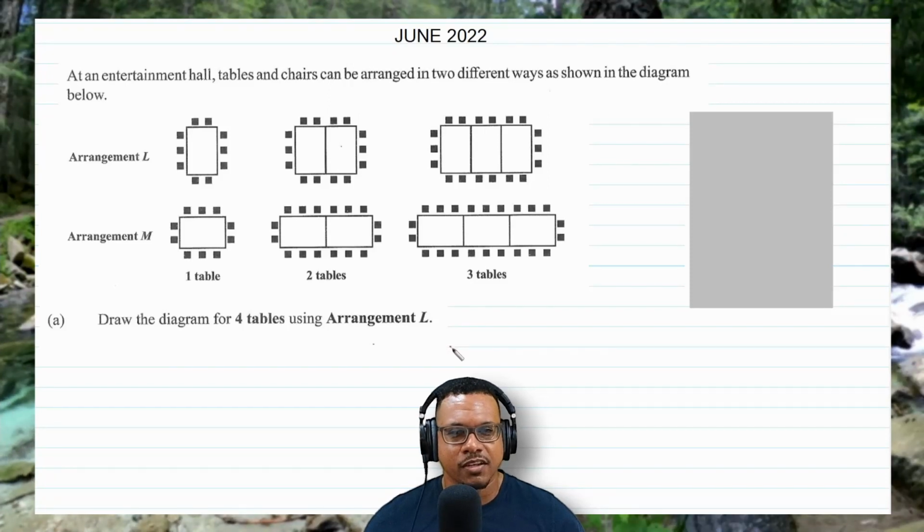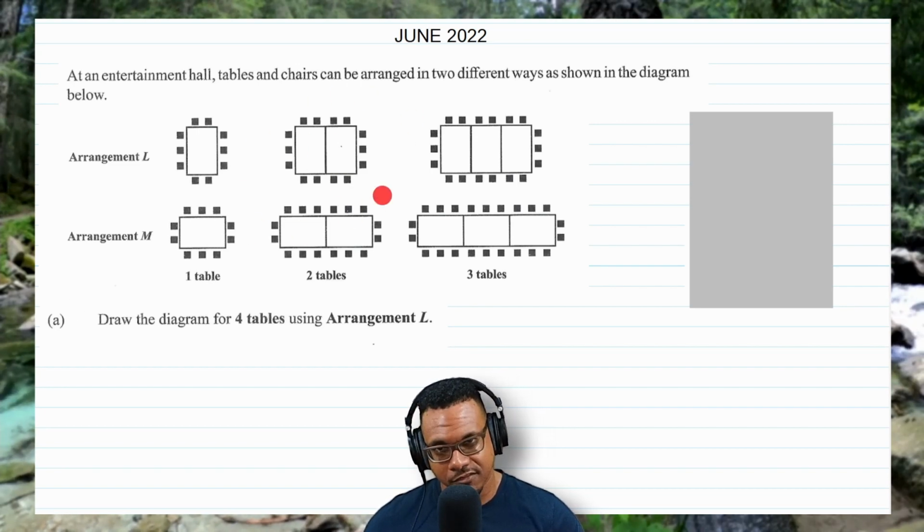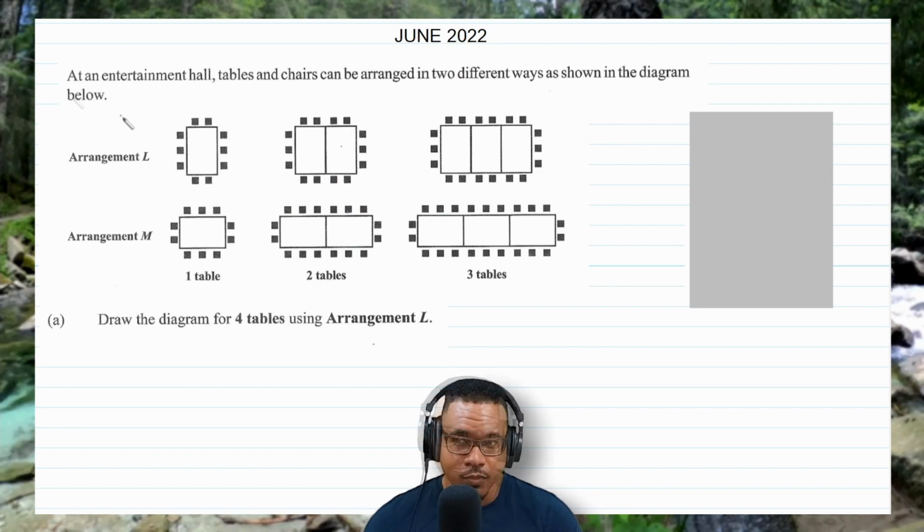In this video, we are going to look at question 7 for the June CSEC Math exam for the years 2022 to 2019. So here I have my first question, which is question 7 for June 2022. At an entertainment hall, tables and chairs can be arranged in two different ways as shown in the diagram below. So we have arrangement L here, and we have arrangement M here. The rectangles are the tables, and the small shaded squares are the chairs.